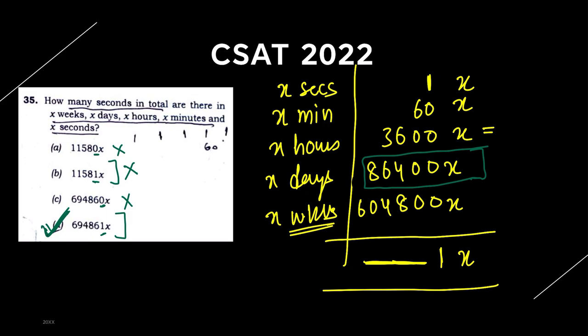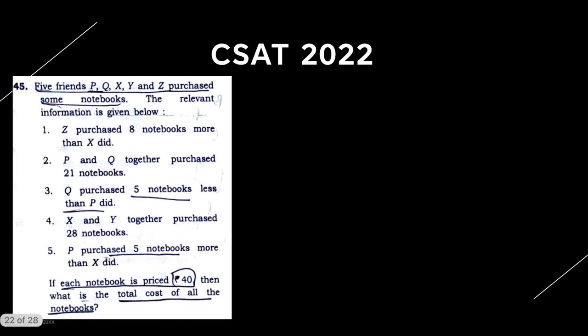Now moving on to the next question. This question is again a question of linear algebra. There are 5 friends P, Q, X, Y, Z. Whenever such questions are given, most of the time they will ask you to find the value of these variables and then give the final answer. Even though I am not sure about the question, in this one as well they are simply going to ask you to find the value and tell the final answer, right?